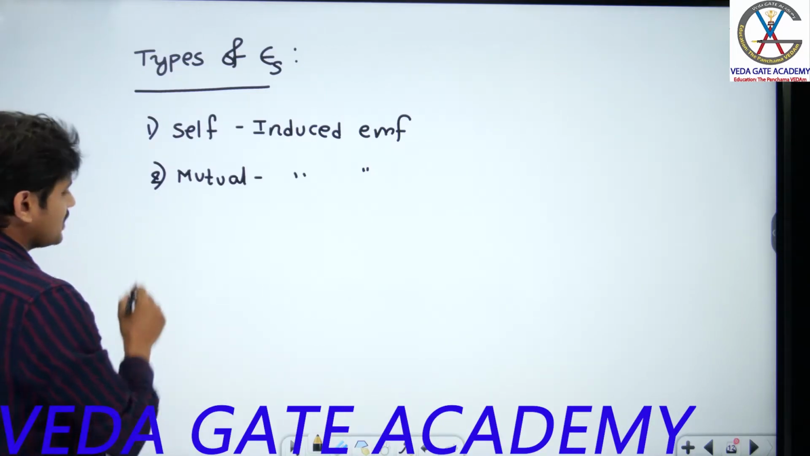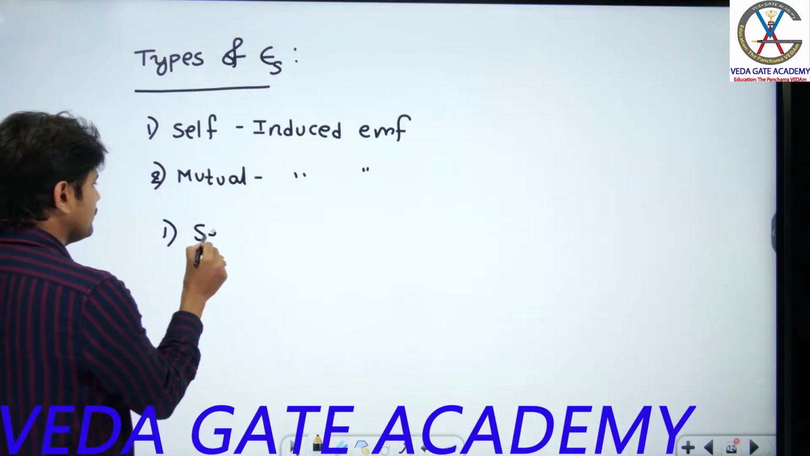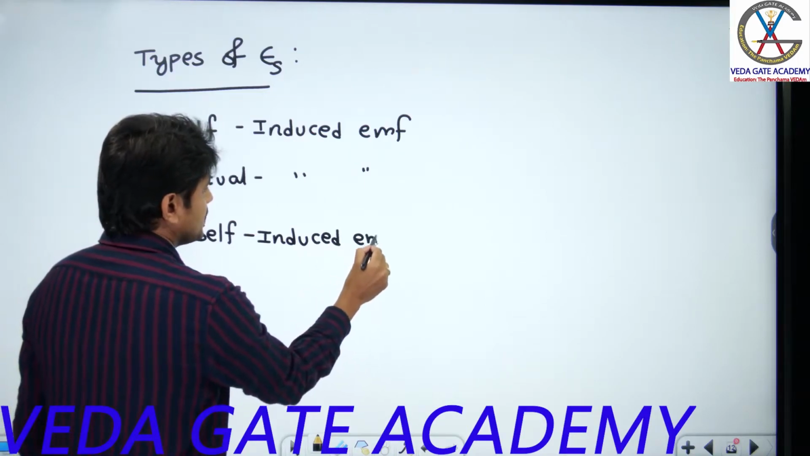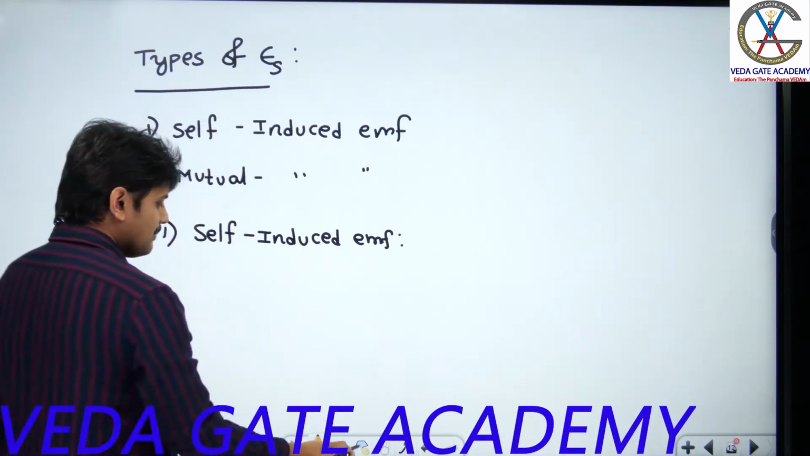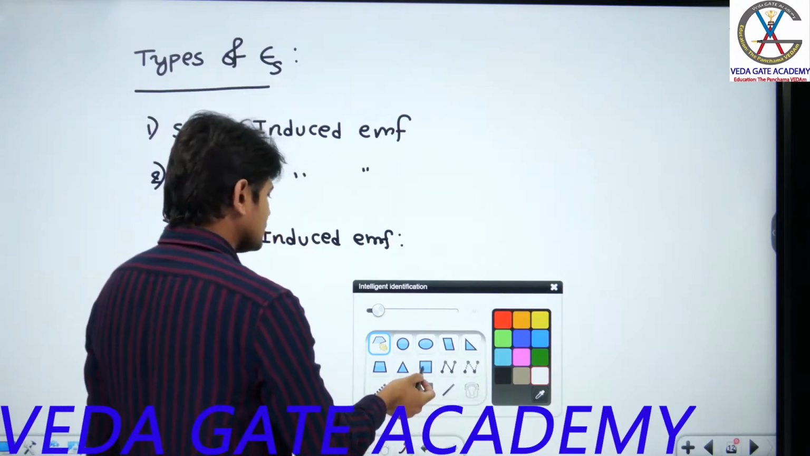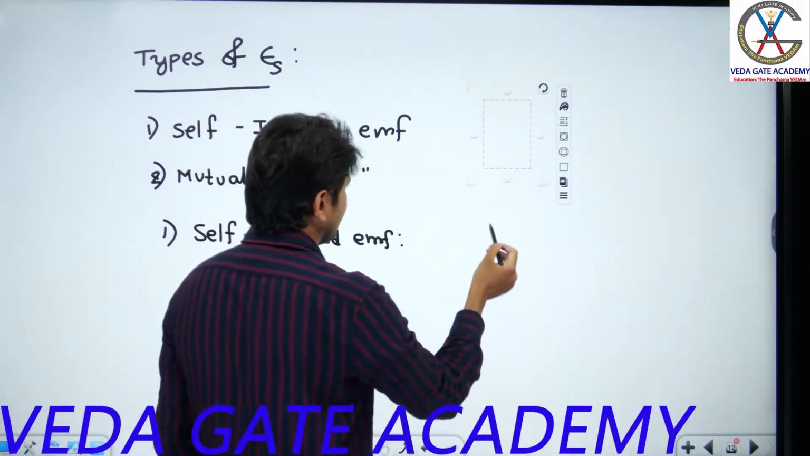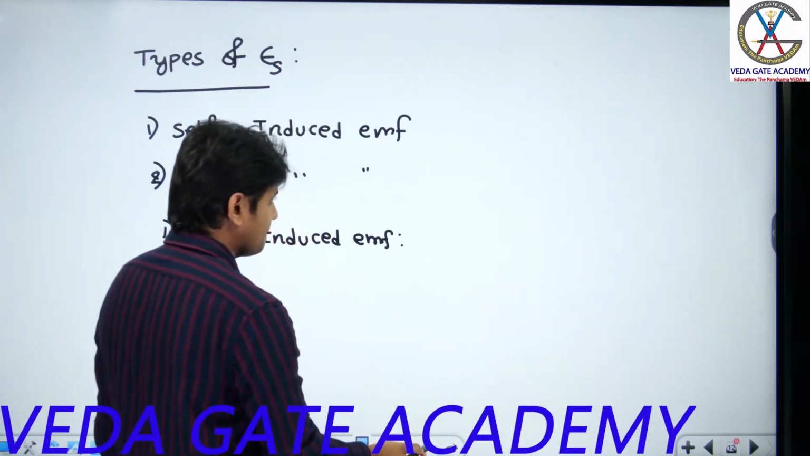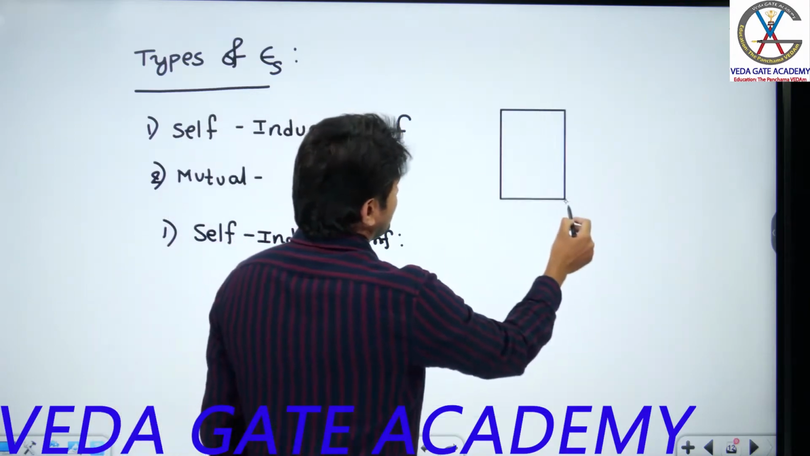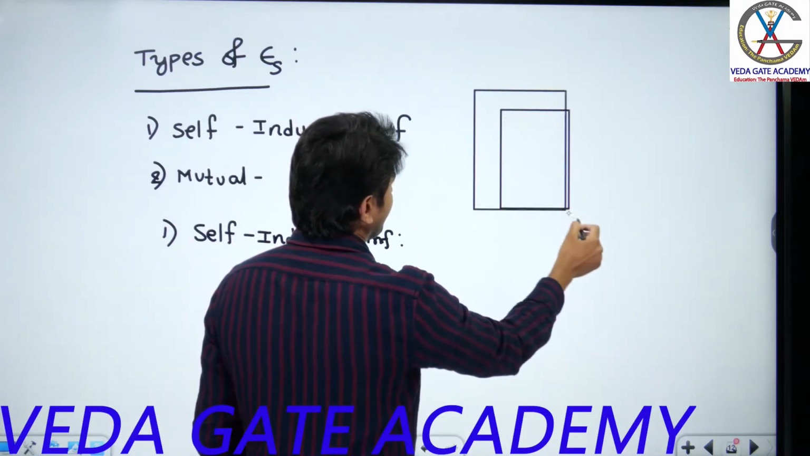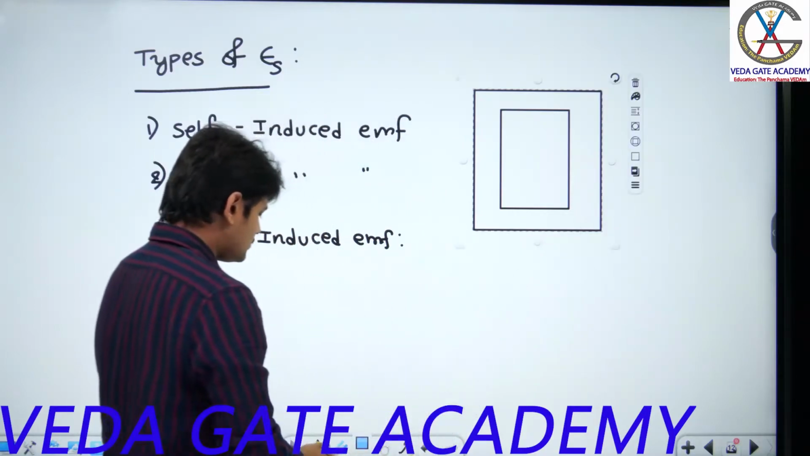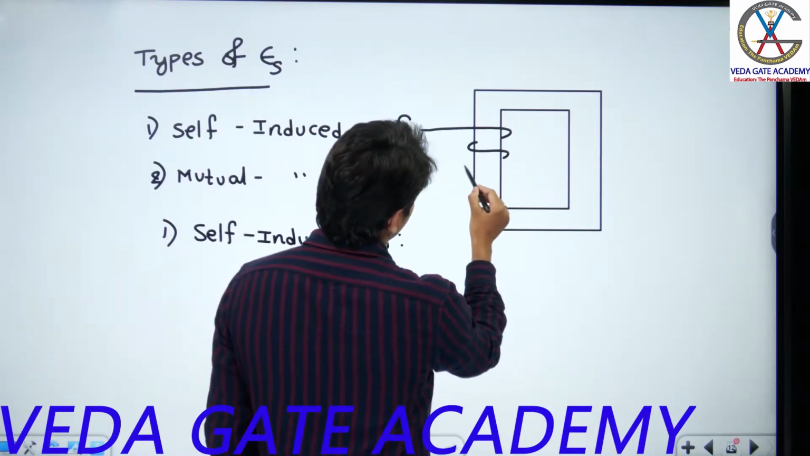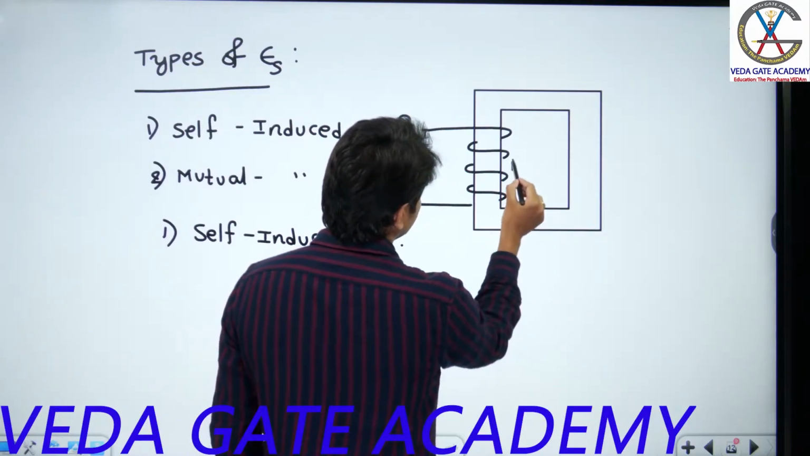Okay, so first we will try to start with self-induced EMF. Let us try to understand. So I am going to consider a magnetic core. So I have a magnetic core of this shape, on which I am now going to place a winding. Let us assume this is a coil having some number of turns n.